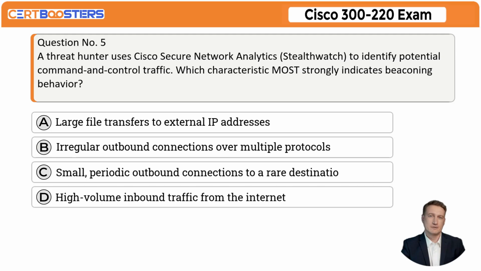Question number 5. A threat hunter uses Cisco's Secure Network Analytics, StealthWatch, to identify potential command and control traffic. Which characteristic most strongly indicates beaconing behavior? A. Large file transfers to external IP addresses. B. Irregular outbound connections over multiple protocols. C. Small, periodic outbound connections to a rare destination. D. High-volume inbound traffic from the Internet.